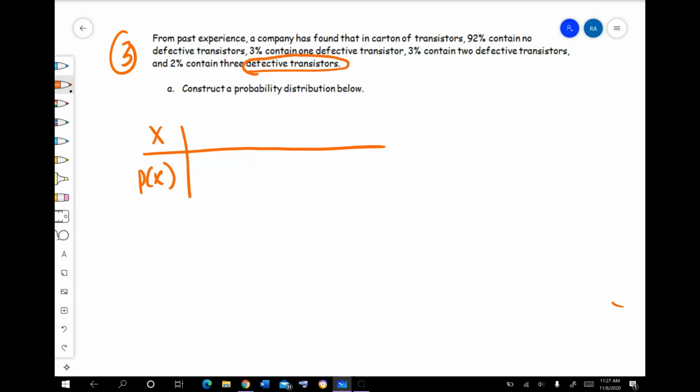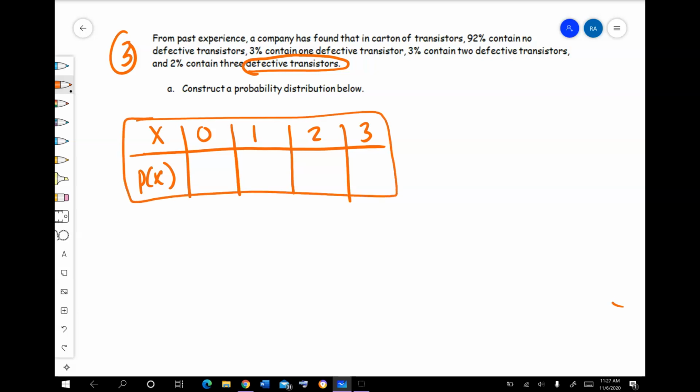So I need to know the outcomes of how many defective ones I can have. When we read it, it says 92% have no defective, so we could have no defective in a package. We could have 1 defective in a carton, 2 defective, or 3 defective. Those are the possible outcomes in a carton. Now, it gives me the percents of each. 92% contain none, so I'm going to put 92% here. 3% contain 1. Then 3% contain 2. And then 2% contain 3. And that would be my chart.